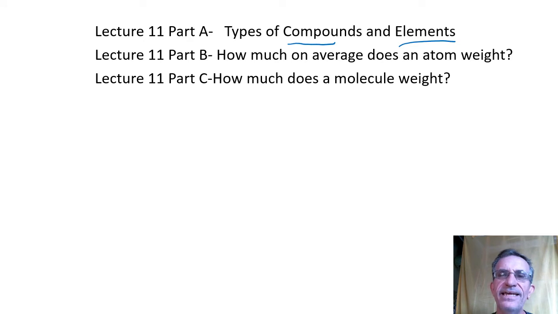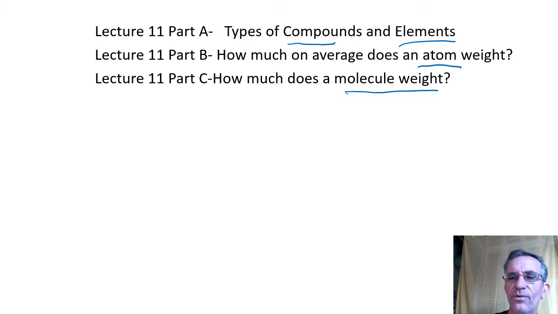Now, in part B and C, what we're going to look at is how much do these particles weigh? So the basic particle of an element is called an atom, and we're going to learn how to figure out the weight of an atom. And then in part C, we're going to look at, well, for a compound, the basic particle in a compound is usually a molecule. It could actually be other things as well. How much do those particles weigh? All right, so with that, let's go ahead and get into this.